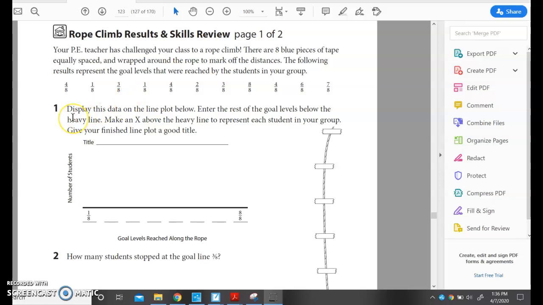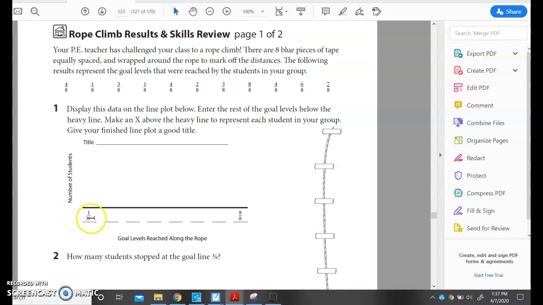Okay, so number 1, you're going to display the data on the line plot below. Enter the rest of the goal levels below on the heavy line. Make an X above the heavy line to represent each student in your group. Give your finished line plot a good title. So what you should notice at the top, we have 1, 2, 3, 4, 5, 6, 7, 8, 9, 10, 11 students.